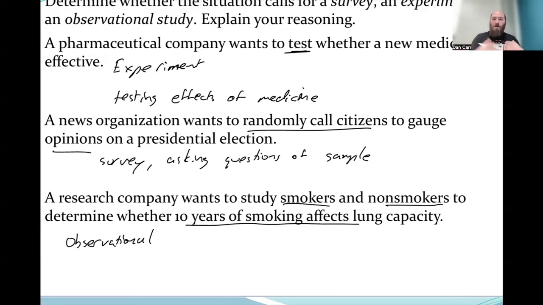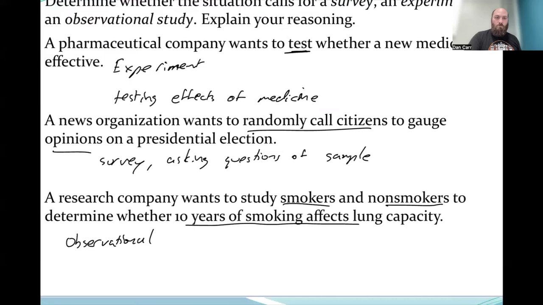We kind of have an experiment, but it's not quite, because with the medicine, we're introducing the medicine to see what effects it has. Here, we're not introducing anything in this case. We're just going to be studying, we're observing these different groups.